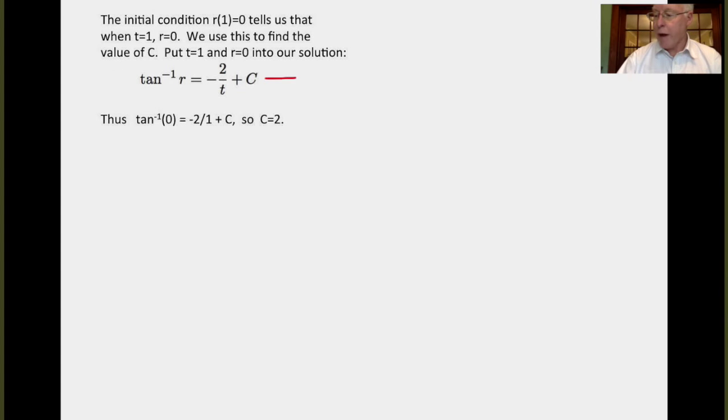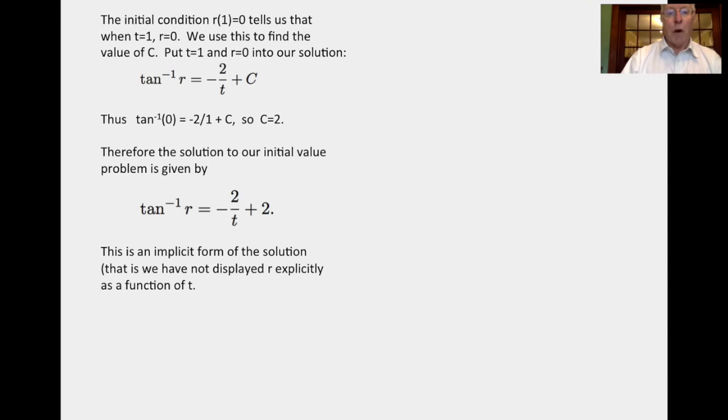So we're going to take our equation, this is just transcribed from the previous slide, and put in r equals 0, t equals 1, and it gives us the expression right here. Since inverse tangent of 0 is 0, we conclude that c has value 2. So all we have left to do is just state our solution. Our solution is given by inverse tangent of r equals minus 2 over t plus 2.